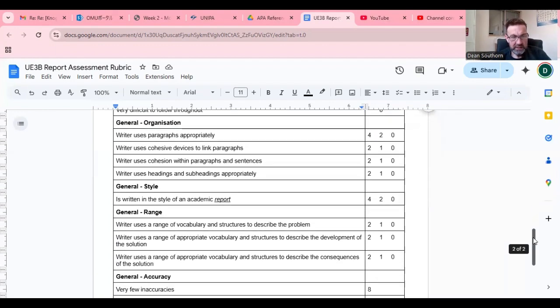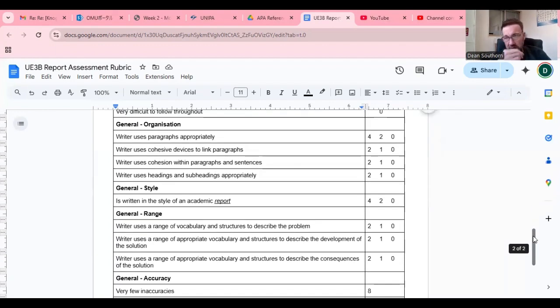And then organization. We've worked a lot on this. We've broken the course down into points of organization, really, and sections. So I mentioned before, you need to make sure that you are using paragraphs appropriately and effectively. These are important so that I can see when your paragraphs start and finish as well.